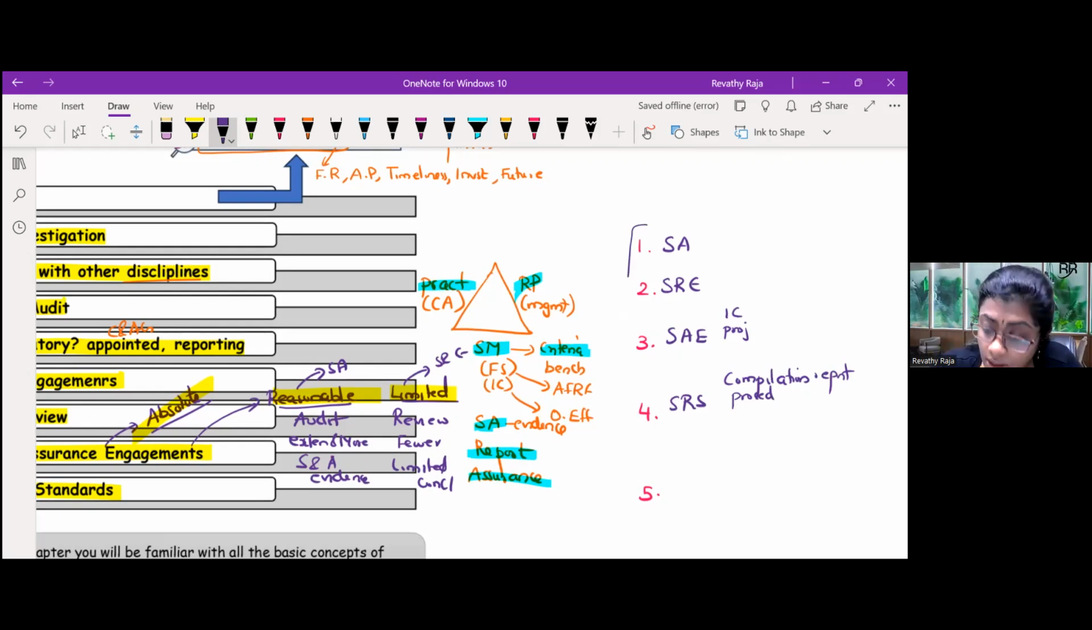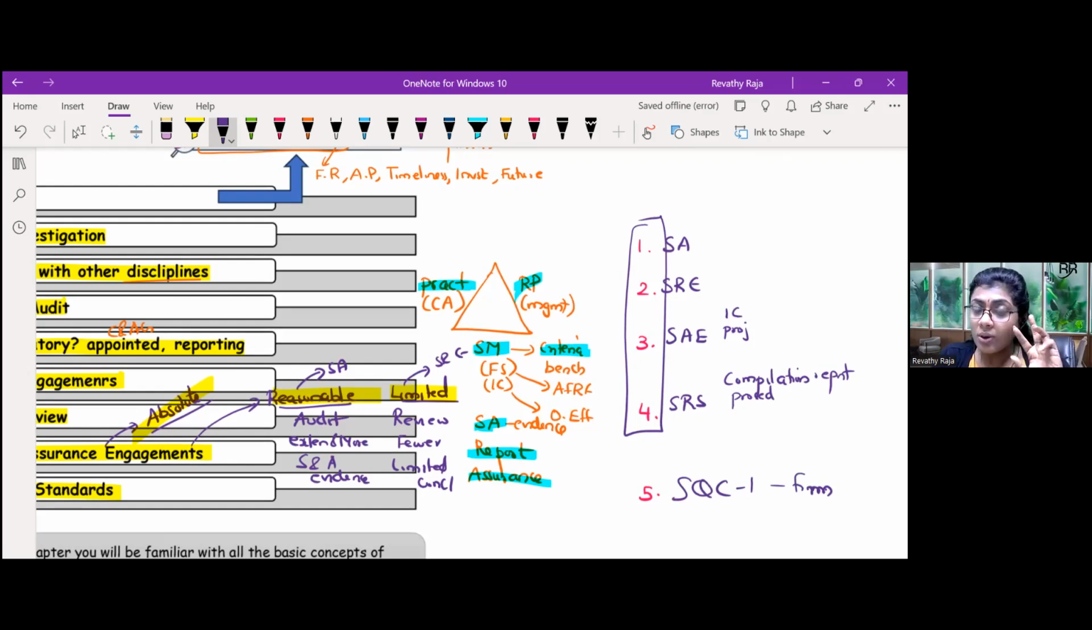You are appointed to compile financial information and give a compilation report, or do some procedures without giving any assurance. Now, while doing any work, you should comply with quality control at the firm level. So SQC, quality control at the firm level, quality control policies and procedures.